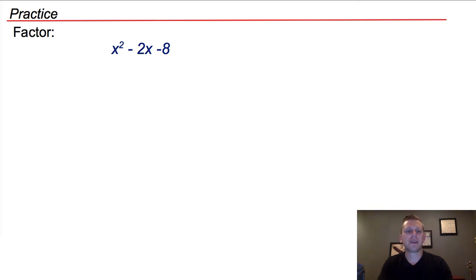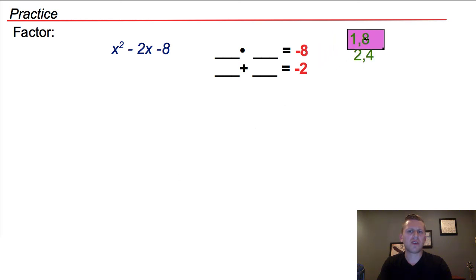To factor this expression, find two numbers that multiply to negative 8, the c term, and add to negative 2, the b term. Well, the only numbers that could do that could be 1 and 8 and 2 and 4. Now I want to think which ones would add or subtract to negative 2. If you guessed it, it's 2 and 4.